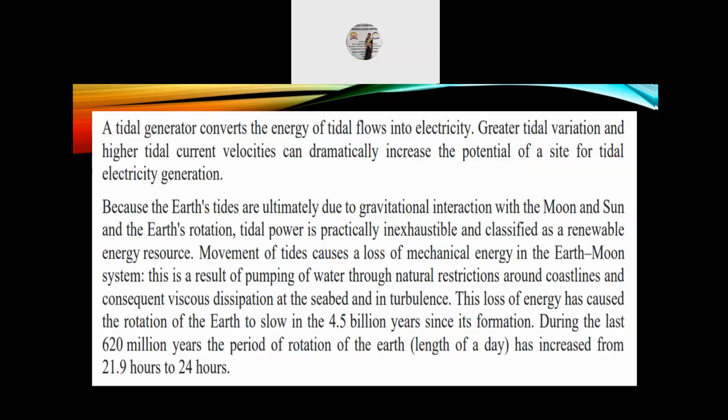Movement of tides causes a loss of mechanical energy in the Earth-Moon system. This is the result of pumping of water through natural restrictions around coastlines and consequent viscous dissipation at the seabed and in turbulence. This loss of energy has caused the rotation of the Earth to slow in the 4.5 billion years since its formation. During the last 620 million years, the period of rotation of the Earth has increased from 21.9 hours to 24 hours.